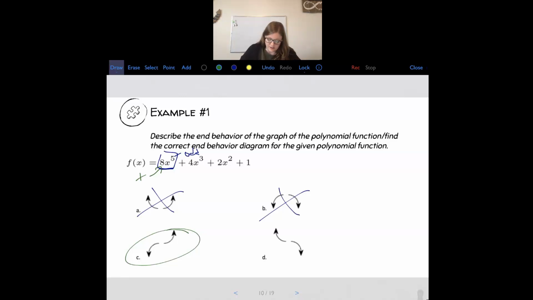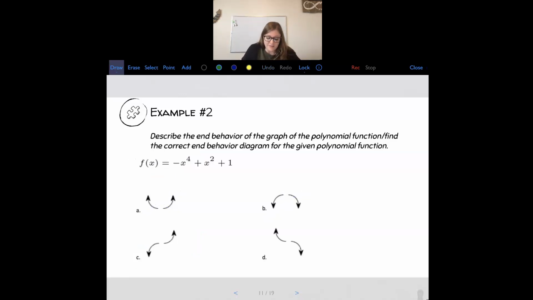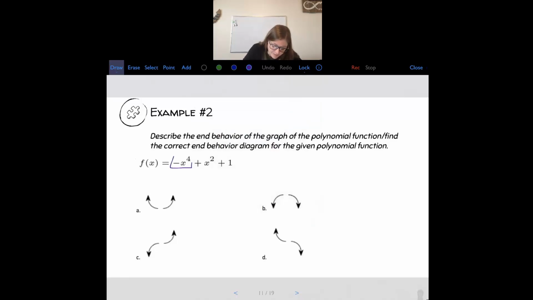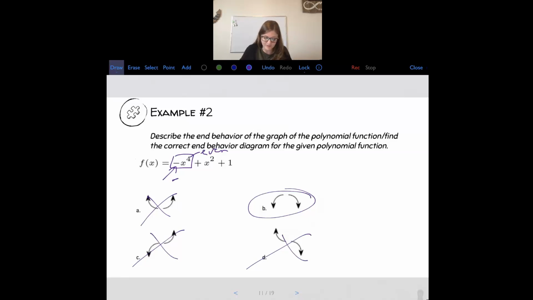Okay. Next, example 2, same instructions. F of x equals negative x to the 4th plus x squared plus 1. Powers are written in descending order so we can identify our leading term. Our degree is even, so it's going to smile or frown. So I'm going to cross off C and D right away. Okay, and our leading coefficient is negative, so it's going to frown. So the correct answer here is B.